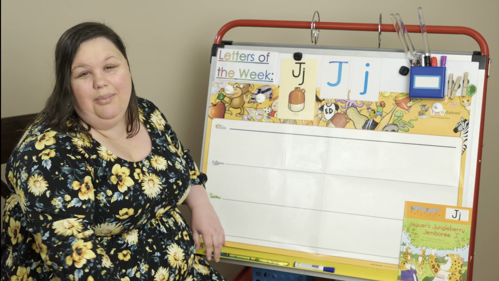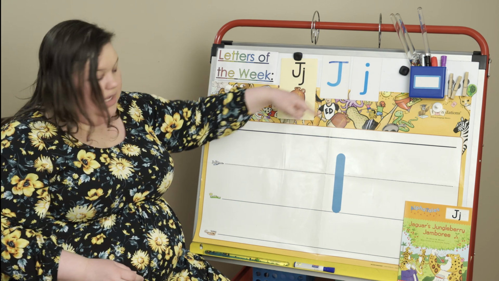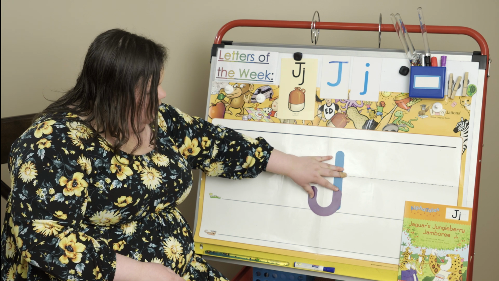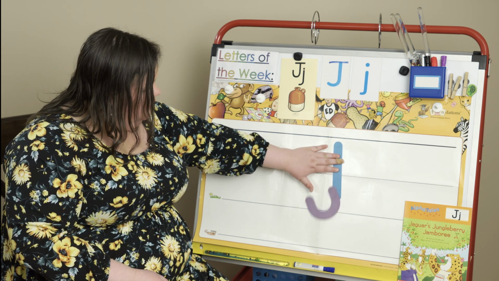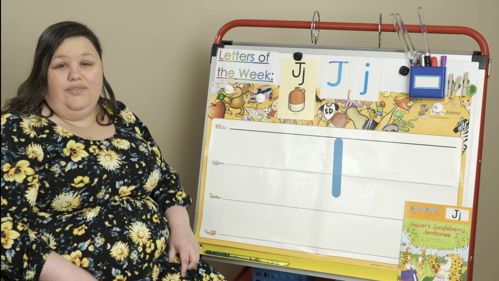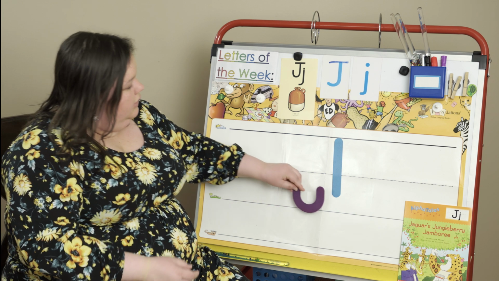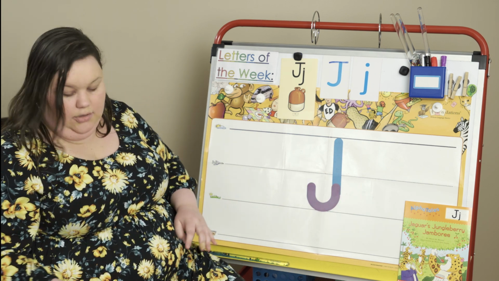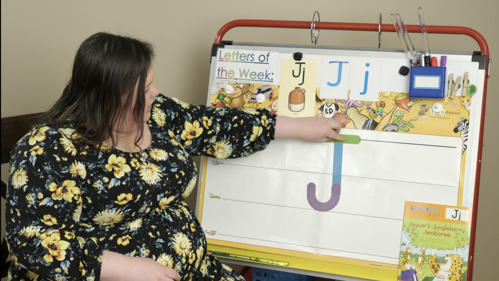So let's build an uppercase J, shall we? Well, first we're going to start with a long line. And I'm going to need to give it a big curve, aren't I? A big curve. Oh, that's the funny thing about magnets. Sometimes they fall down. Let's see if we can fix it now. That looks a little better. Hopefully it stays. And then we'll cross it at the top.